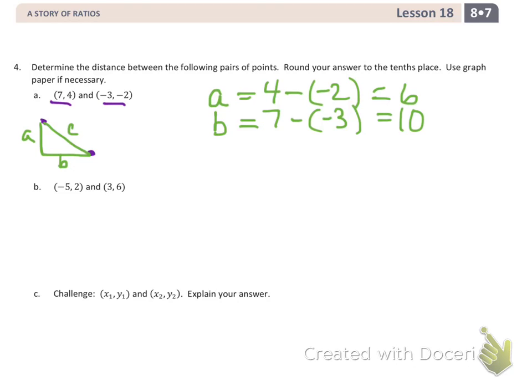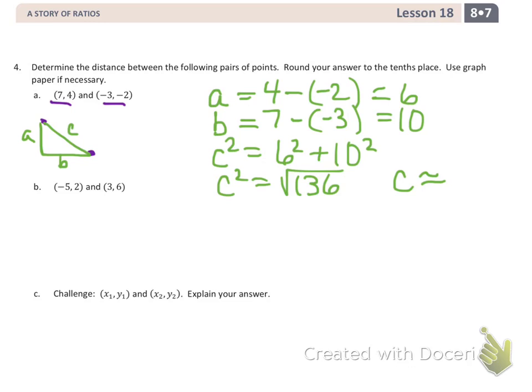All right, so we've got 6 and 10 for the legs of our triangle. And so what we want to do now is use the Pythagorean theorem. So 6 and 10. So we've got c squared is equal to 6 squared plus 10 squared. And so that's 136. So c is equal to the square root of 136. That square root is pretty close to 12 because 12 squared is 144, but it's less than 12 and greater than 11. And putting this into your calculator to the tenths place, we're going to get 11.7. Or actually it's going to round to 11.6. Okay, so 11.6 for the distance there.